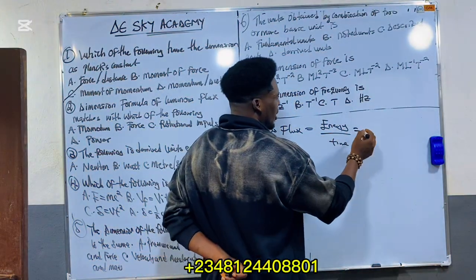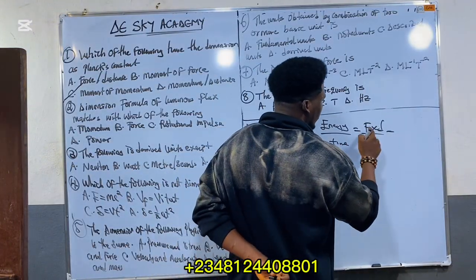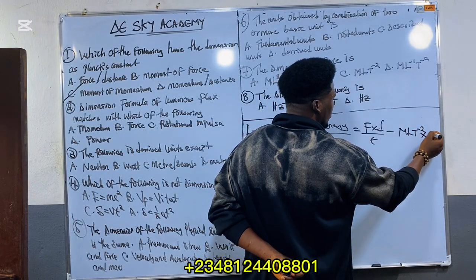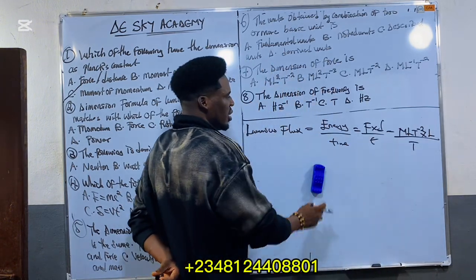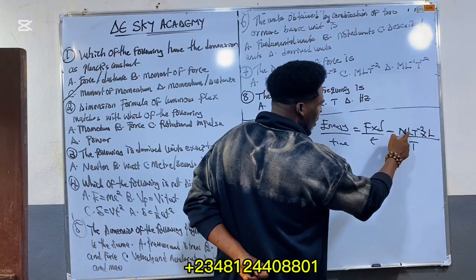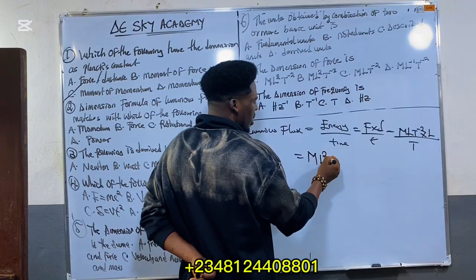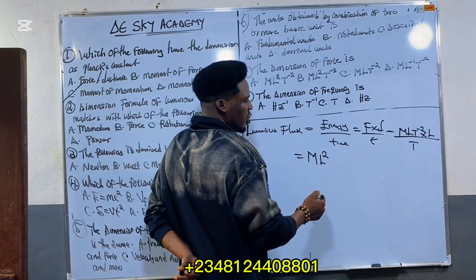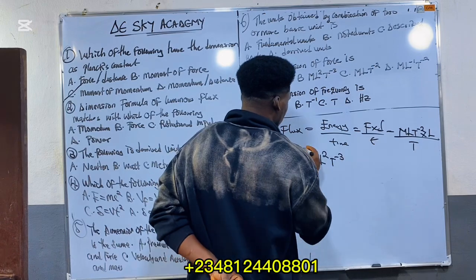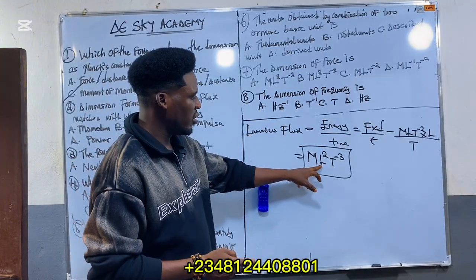What is the dimension of energy? Remember that energy is force times distance. For force, I'll have MLT^-2 times distance, which is L, all over T. So the luminous flux will be equal to, L times L is L squared, so I'll have ML^2, then this T going up will be minus 1, so I'll have T^-3. So the dimension of luminous flux is ML^2T^-3.